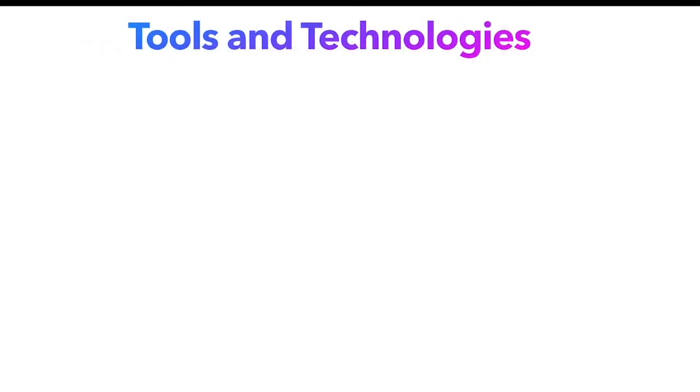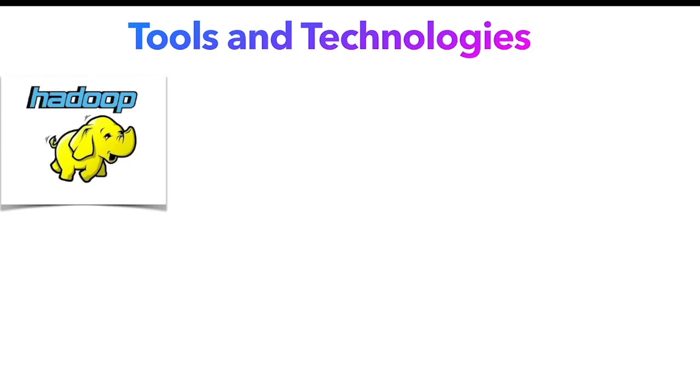Now let's take a look at the tools and technologies we use to work with big data. Let's start by looking at Hadoop. Apache Hadoop is an open source framework used to efficiently store and process large datasets ranging in size from gigabytes to petabytes of data. Instead of using one large computer to store and process the data, Hadoop allows clustering multiple computers to analyze massive datasets in parallel more quickly. We will deep dive into Hadoop in later sections.